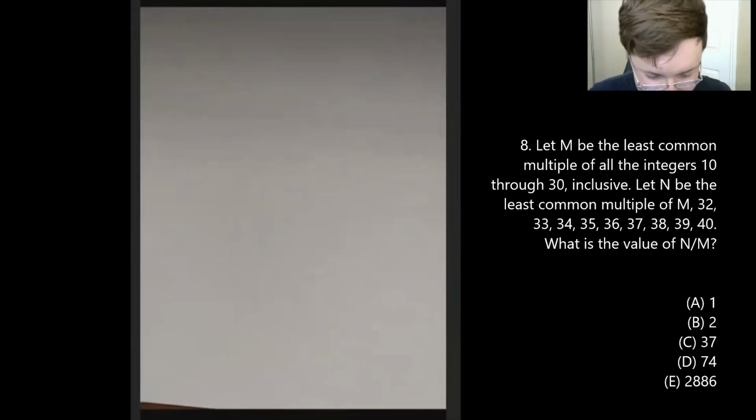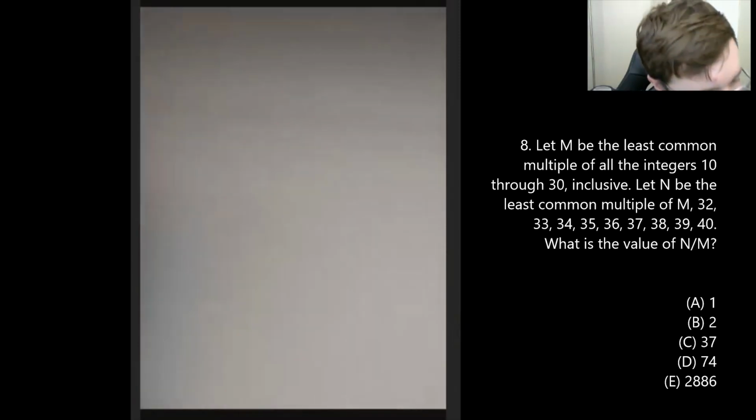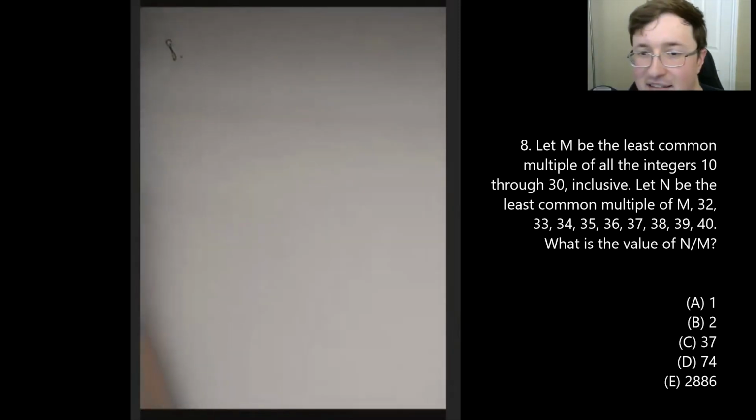Oh, finally some number theory. Okay, m is the least common multiple of the integers 10 through 30, and n is the least common multiple of that and the numbers 32 through 40. What's the value of n over m? Okay, so I basically just have to see how many extra prime factors.